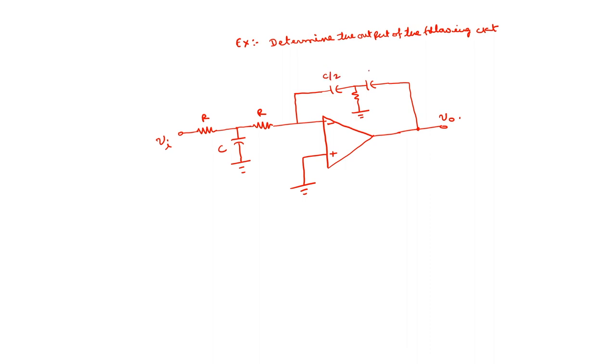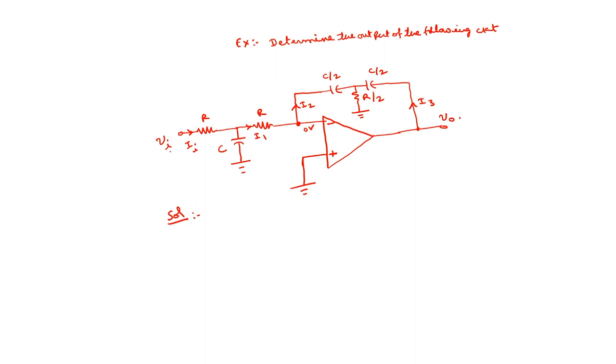C by 2, R by 2. You have to find out the expression for the output of the circuit. Let us call this current II, this current I1, this current I2, this current I3. If you assume that the op amp is ideal, then this will be at the same ground potential as this positive terminal, so this will act as a virtual ground.